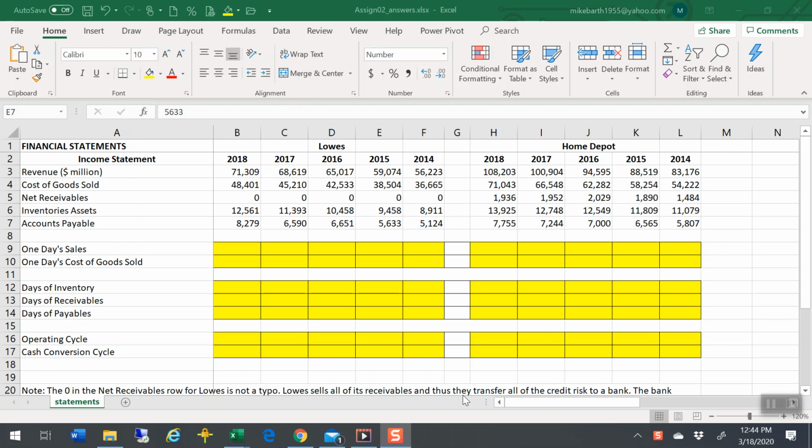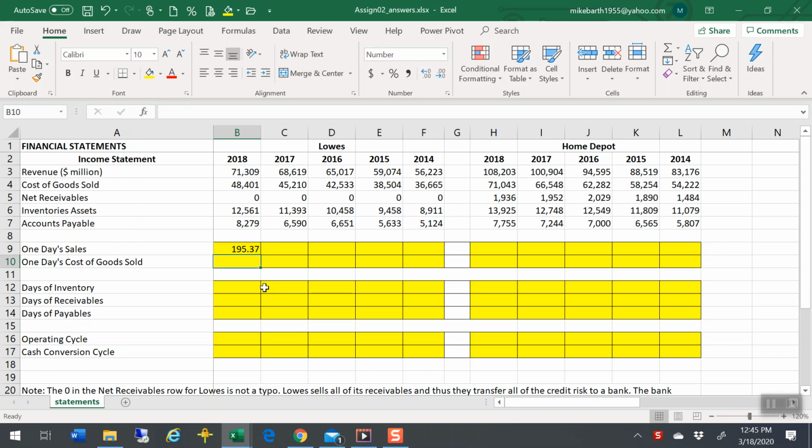All right, this is the answers for assignment 2 to calculate the cash conversion cycle. The instructions are first of all to fill out the yellow blocks. Well, 1 day sales, you take sales or revenue divided by 365. Sometimes students get confused. Sales and revenue are the same thing.